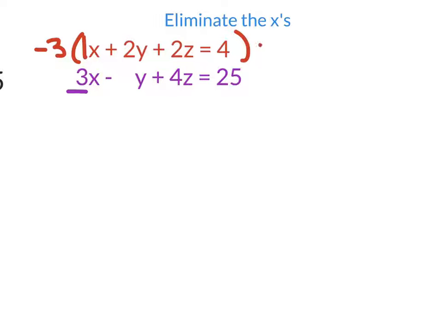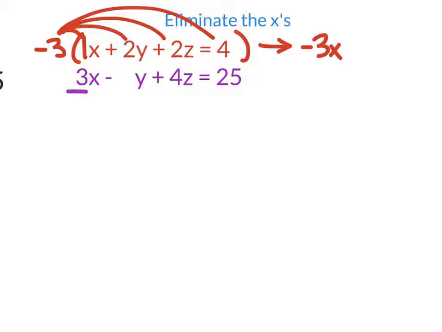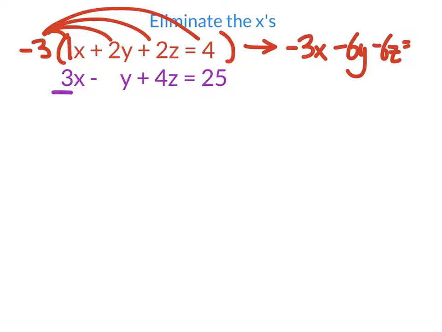Now, when I do this, I can't just change the coefficient of that specific x. I need to change the coefficient of all of the variables and terms, which means that I'm really distributing this negative 3 into all the terms in this equation. Negative 3 times 1x is negative 3x. Negative 3 times 2y is negative 6y. Negative 3 times 2z would be negative 6z. And this equals negative 3 times 4, which is negative 12. So this is my new equation.